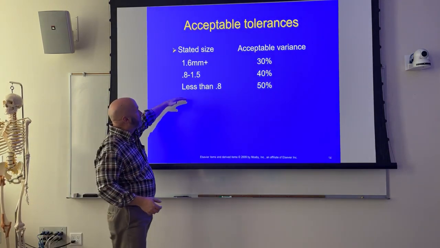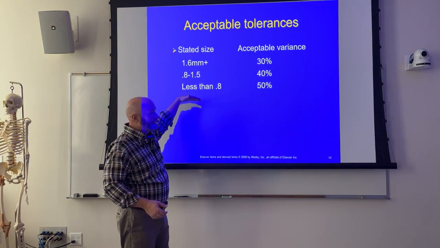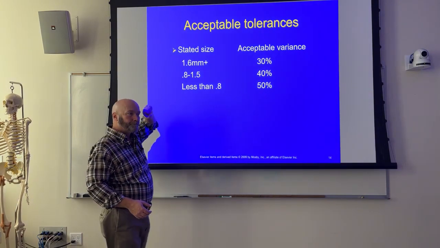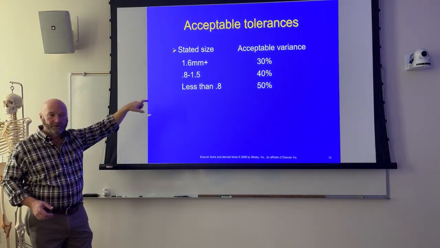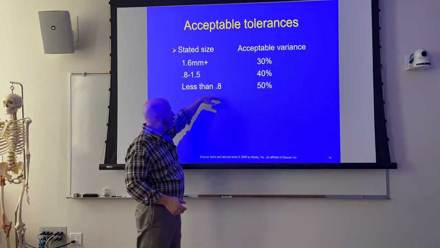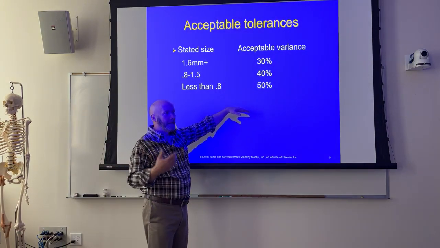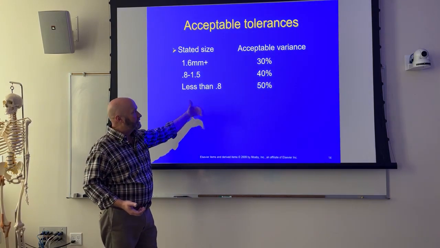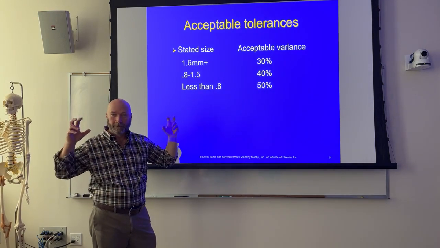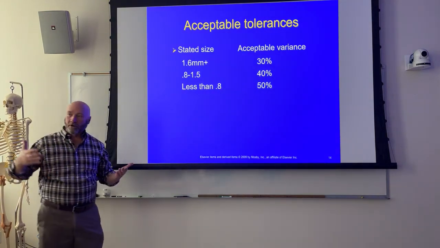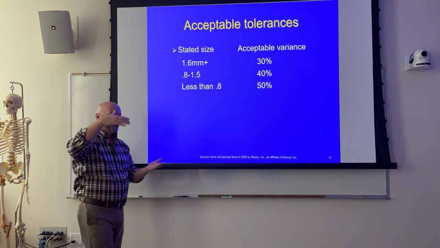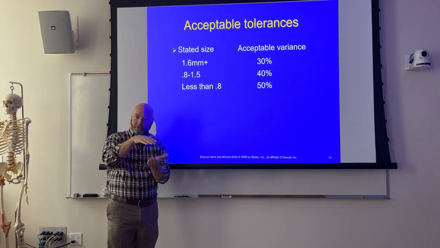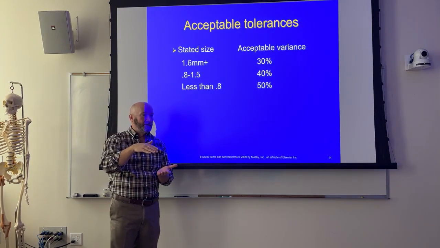But notice that the smaller the stated focal spot size is, the larger the variance. It's still going to be smaller, but the larger the variance becomes. So if we get below 0.8, then it can still be 50% larger than the stated focal spot size and still be okay, still be within regulations. And it's just because it's harder. You make your exposure, you create your space charge, and you try to compress that. And the further you try to compress it, the smaller you try to make it, the harder it is to compress it. All right?